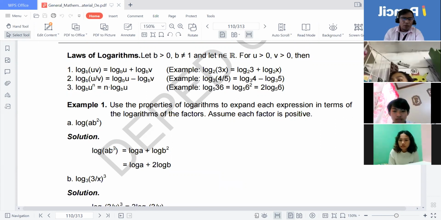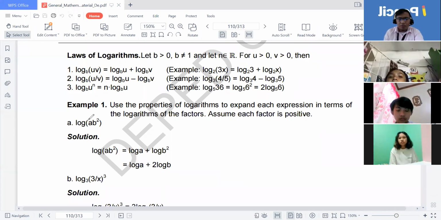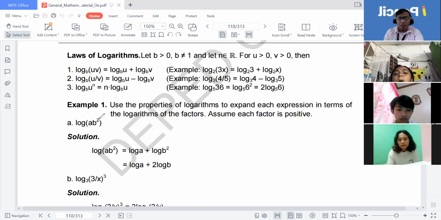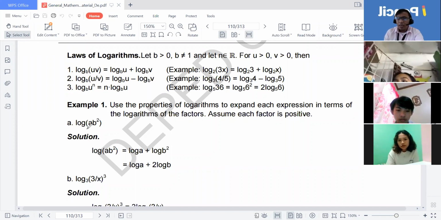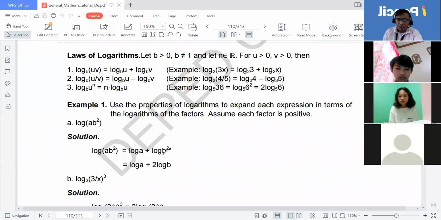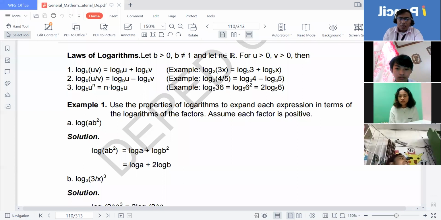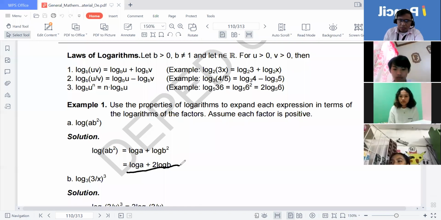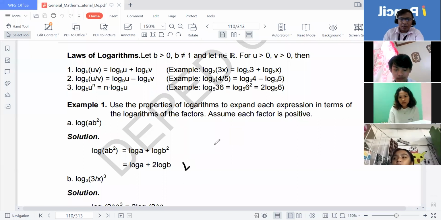So just like here, it means the base here is 10. If you are given logarithm of A times B squared base 10, it can be written as log of A base 10 plus the log of B squared base 10. And we're done with this. This exponent can be written beside it. So it will be now log of A plus 2 log of B. And this is now the expanded form. Clear? We will have another example later.